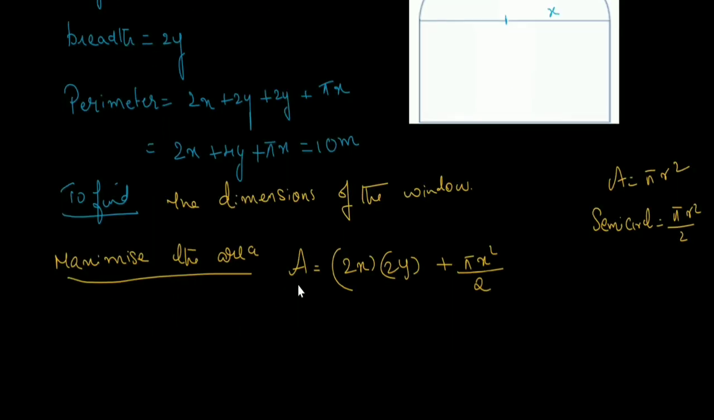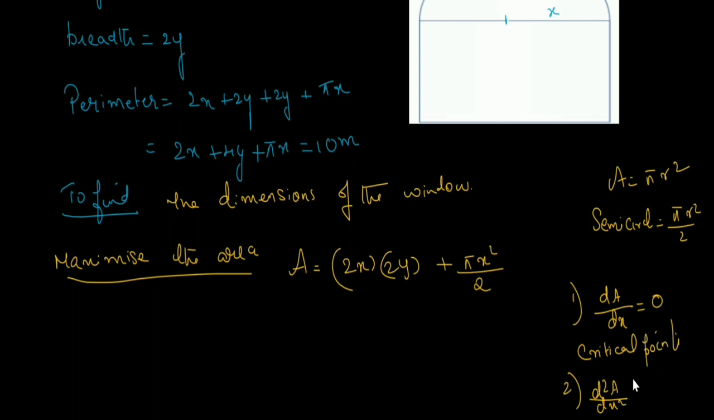Now maximize the area. That means we have to first differentiate and equate to 0 to find the critical points. Then second step, we differentiate the function again, and at the critical point C1 we have to prove it is less than 0. Maximize means we have to prove that the second derivative at C1 is less than 0. There are two variables here, x and y.